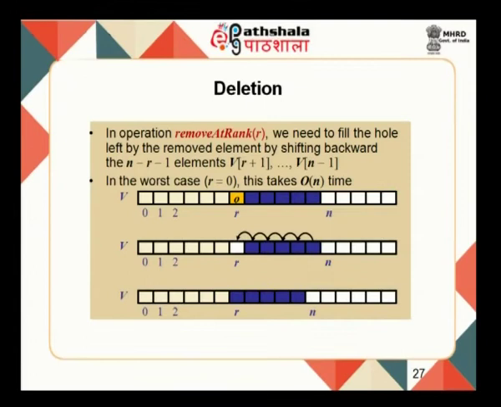Now, deletion. For remove at rank r, we need to fill the hole left by the removed element by shifting backward the same way. There we shifted right, here we are shifting left, and in the worst case when you want to delete at 0, you have to shift everything to the left. This is exactly what we described for the array implementation. So, remove at rank r and insert at rank r are similar to the insertion and deletion we did for the list implementation using arrays. Here we are doing the list implementation using a vector where we are specifying something called a rank.